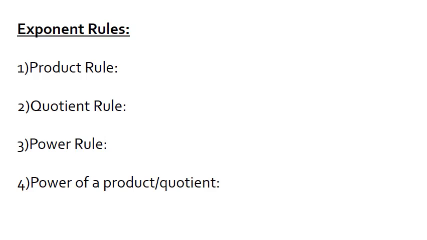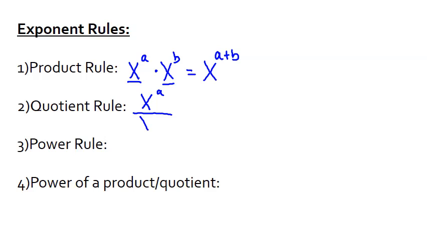So the first one, which we've used in class before, is the product rule. So if you have x to the a power times x to the b power, since they have the same base of x, we combine them with the same base and we add the two powers. If we have a quotient of the same base, so x to the a divided by x to the b, we subtract the two.